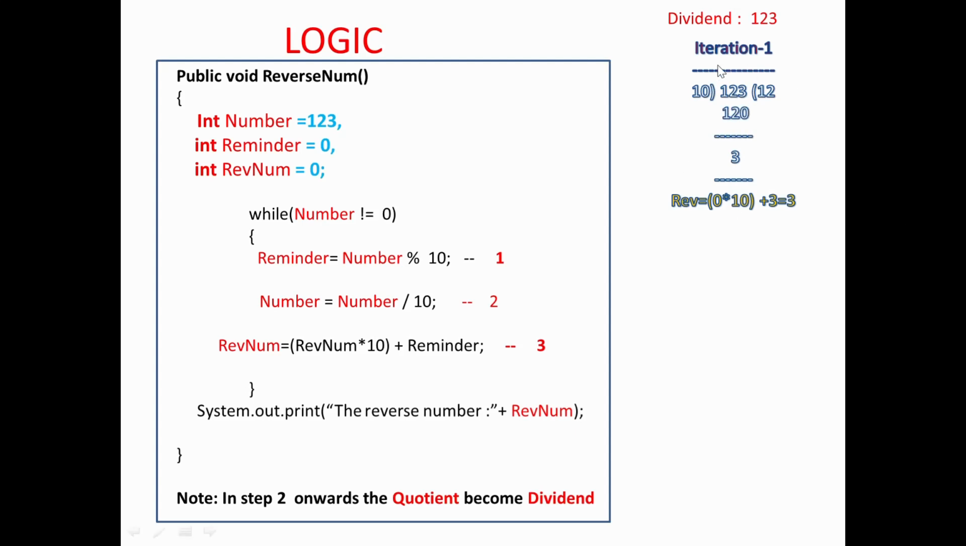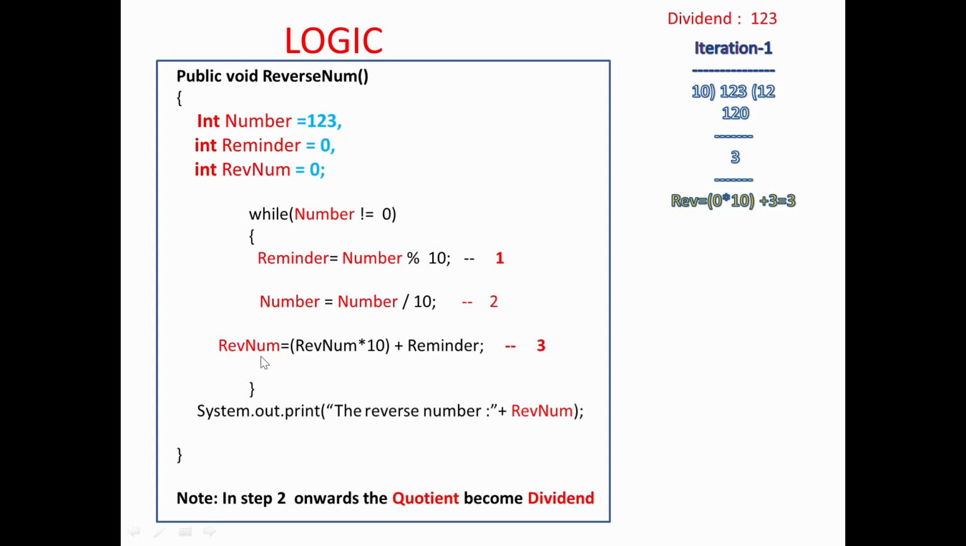In iteration 1, I took the input 1 2 3 and divide 1 2 3 by 10. I will get quotient 12 and remainder 3. This 3 is held in the remainder variable. Number modulus 10 means the system will hold the remainder. What is the remainder here? 3 is there. That 3 is held in the remainder variable. And in the statement number equal to number divided by 10, what will be held here? 12 will be held in the number.